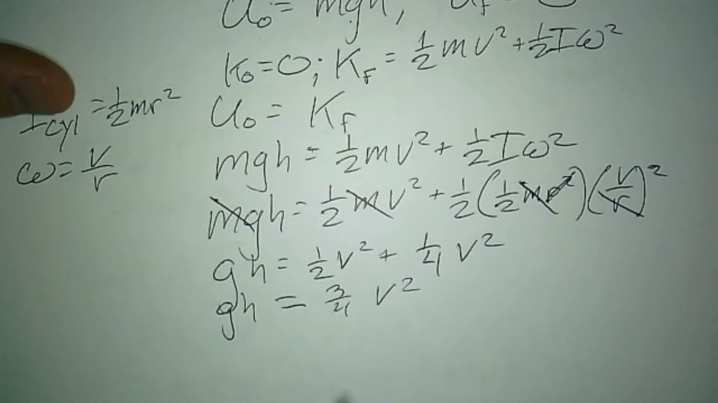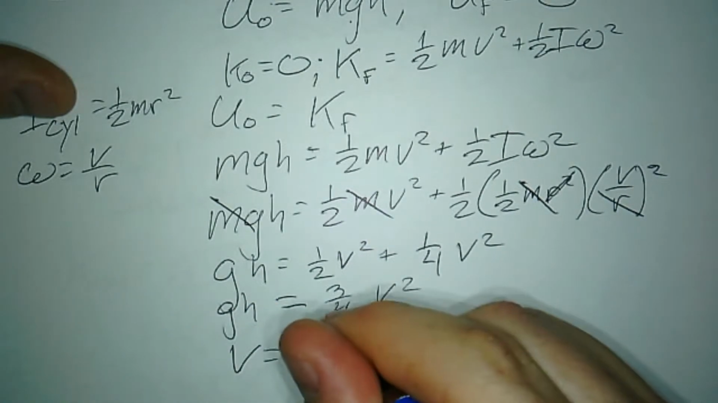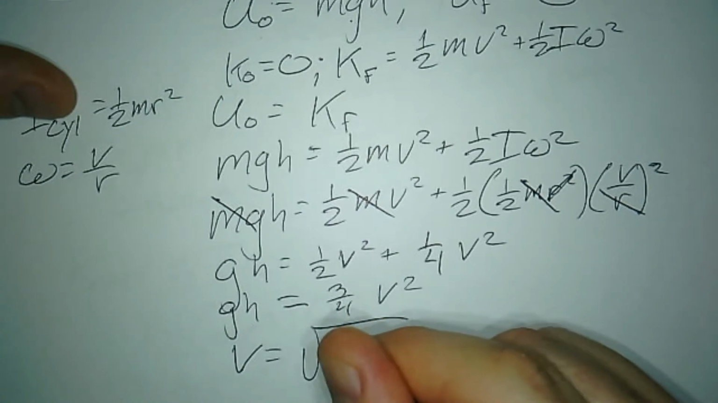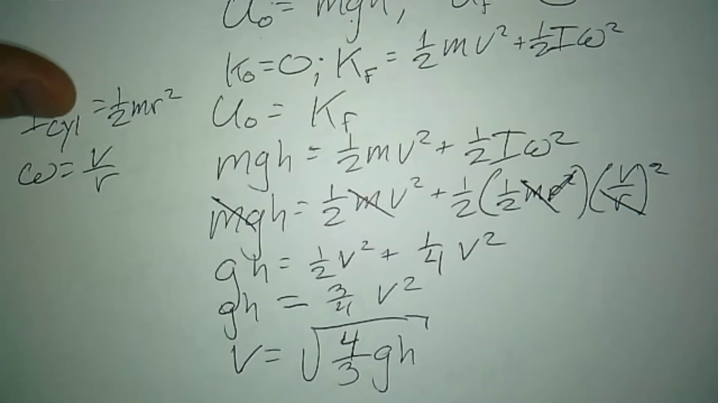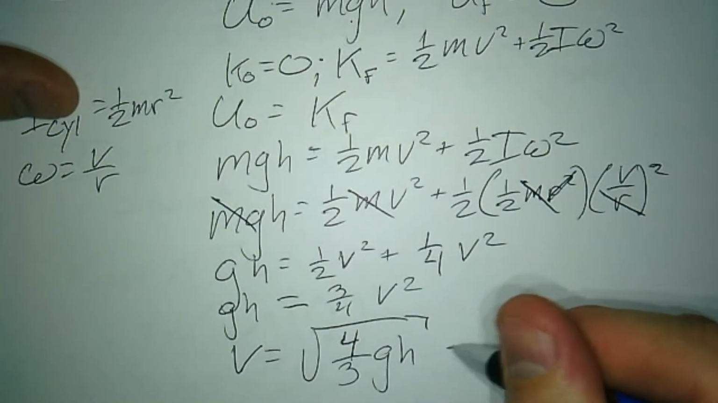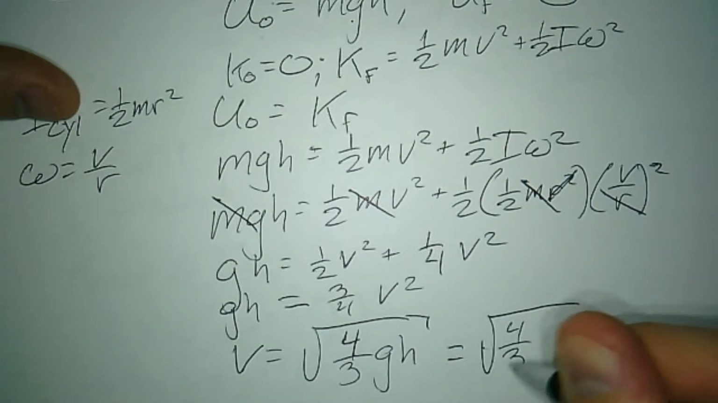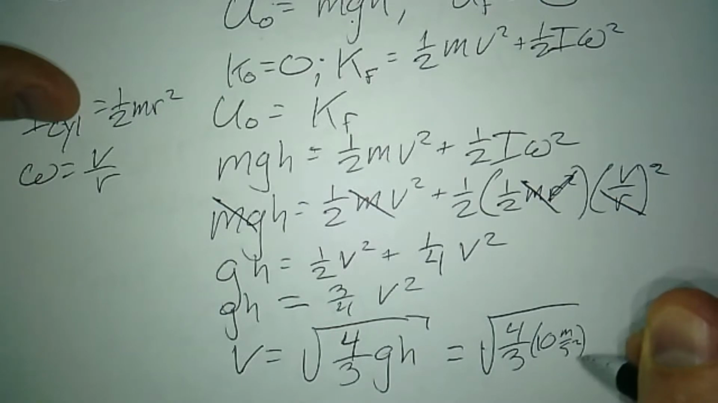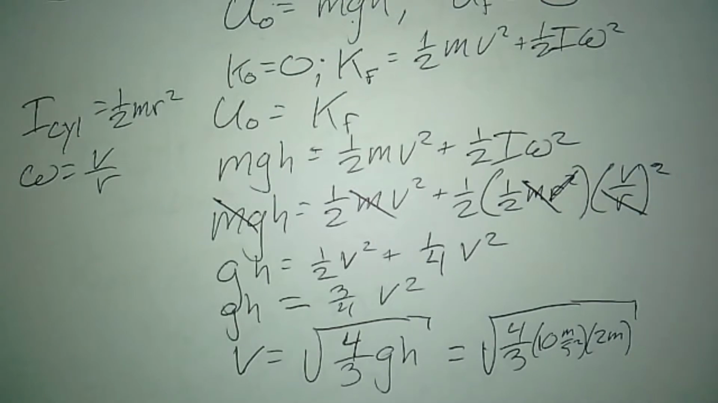And we're solving for v, so let's kick the 3/4 to the other side, make it 4/3. We'll take the square root. So then v is equal to the square root of 4/3 GH, right? And at this point, we're in calculator territory. You just put your numbers in, and we'll say 4/3 times 10 meters per second squared times 2 meters, and you take the square root of that.